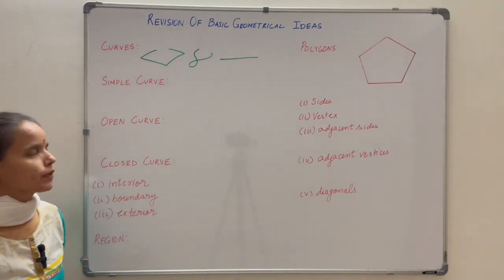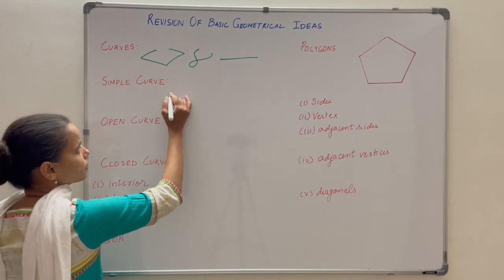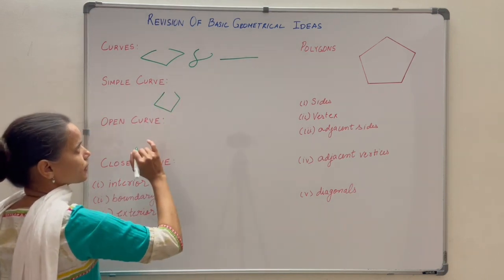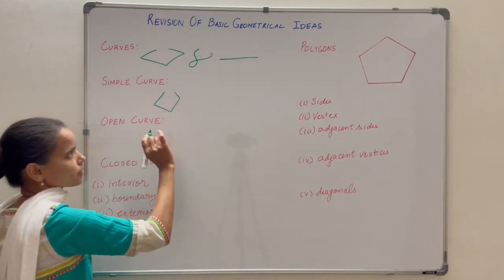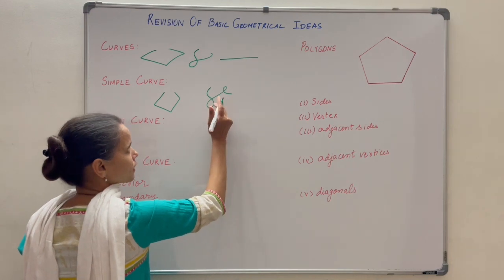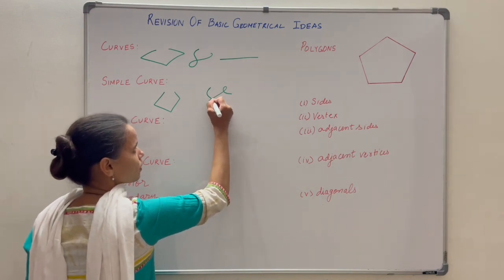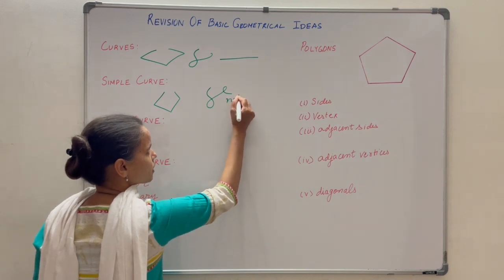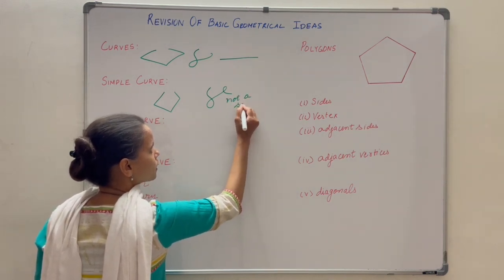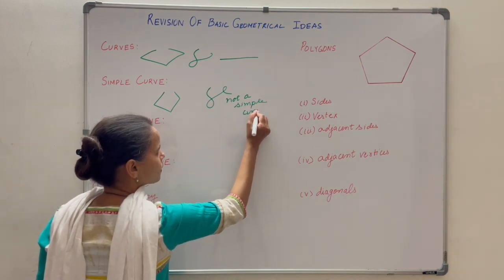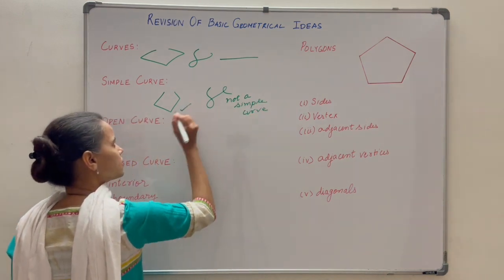Simple curve. A simple curve is a curve which does not cross itself. Like this is a simple curve. At no point is it crossing. But this is not a simple curve. Why? Because it is crossing here at this point and it is crossing at this point. So this is not a simple curve, whereas this is a simple curve.